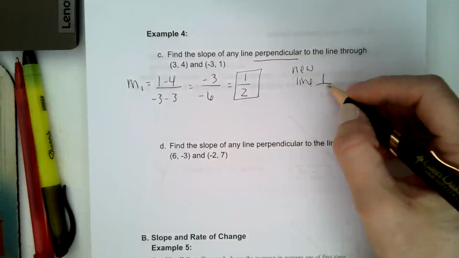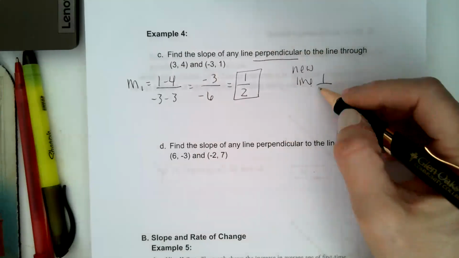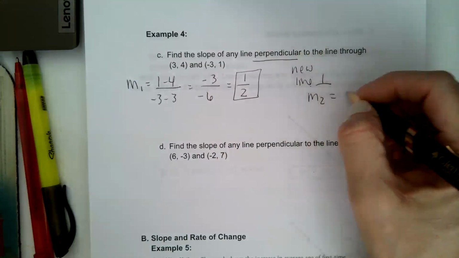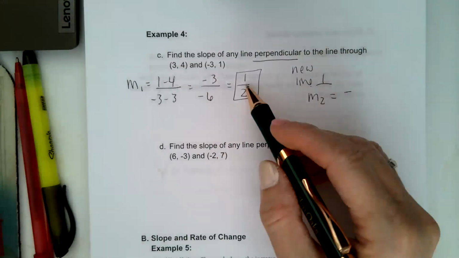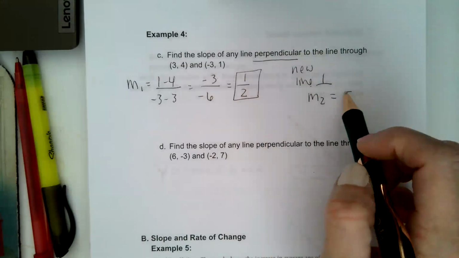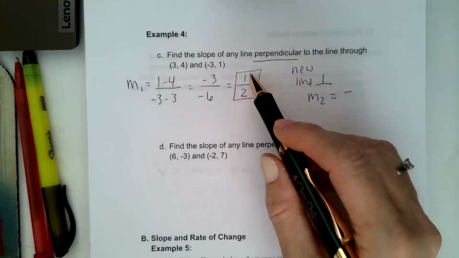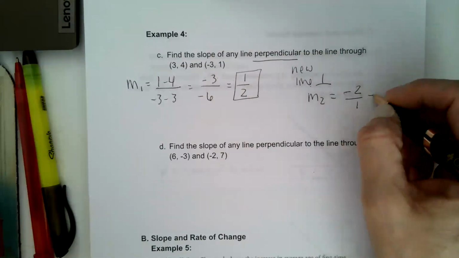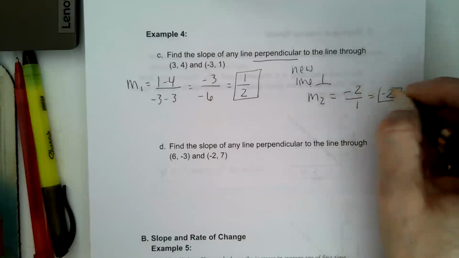perpendicular. If you do an upside down T, that means perpendicular. So the new line perpendicular, that slope, M2, will be a negative because it has to be the opposite sign, and the old slope was positive, so the new slope is negative. And I'm using the reciprocal. So instead of 1 over 2, it's 2 over 1. Or you can write it as just -2.